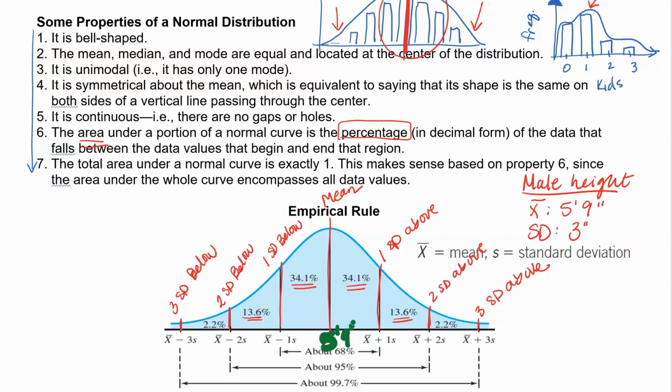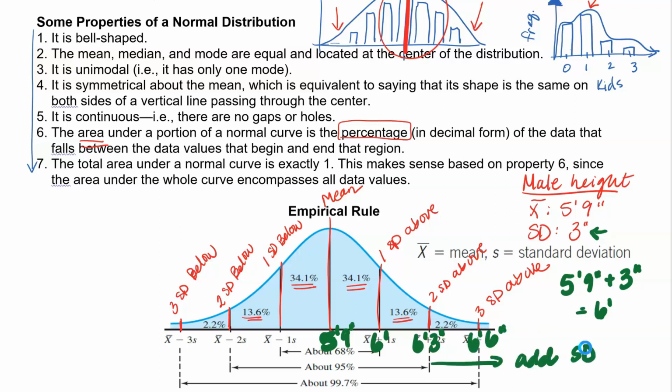Now to get one standard deviation above, all I have to do is add 3 because that's the standard deviation. So 5 foot 9 inches plus 3 inches would be 5 foot 12 inches or 6 feet tall. So 6 feet is going to go here. If I add another 3 inches, it's going to be 6 feet 3 inches. If I add another 3, it's 6 foot 6 inches. So anytime you want to go this way, you're going to add the standard deviation each time, which in this case is 3. To go the other direction, I'm going to subtract 3.